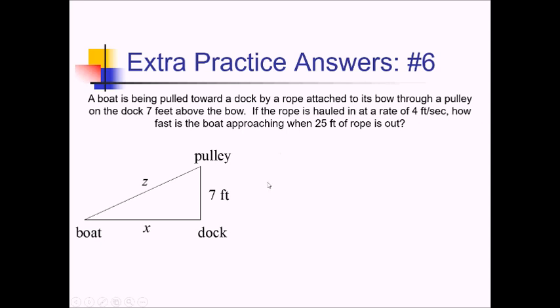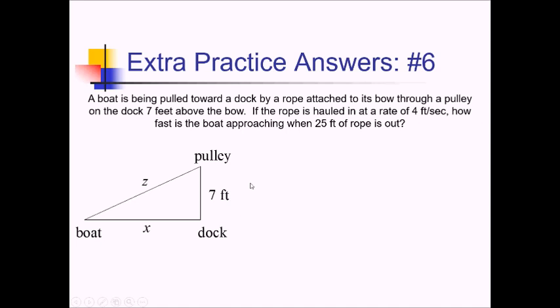And we want to know if we're hauling in this rope at a rate of 4 feet per second, how fast is the boat approaching when 25 feet of rope is out? So none of these things are constants. These are all happening at a certain point in time. Since we have a rate of change and we're looking for another rate of change, the how fast the boat's approaching rate, this is going to be a related rates problem. We need to set up an equation that ties all of this together. No pun intended. Get it? Because there's a rope involved.